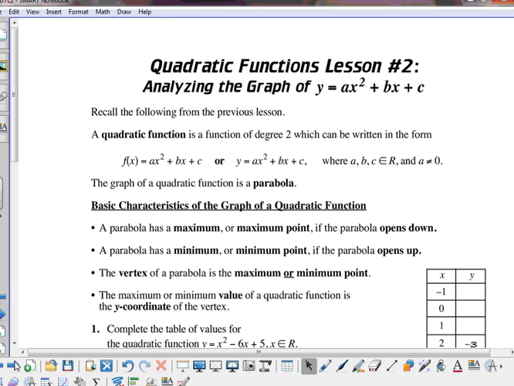Okay, so moving on. We're going to start analyzing quadratic functions.